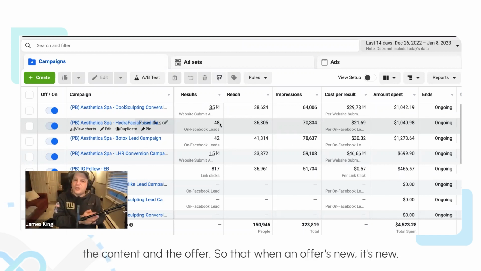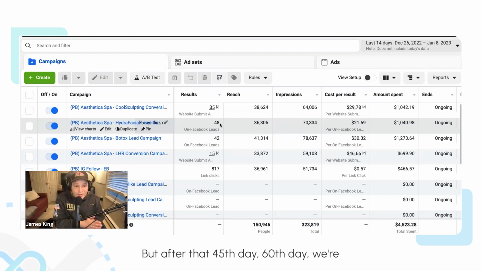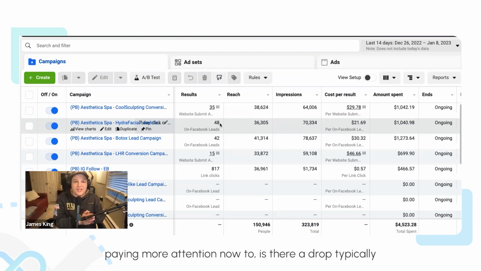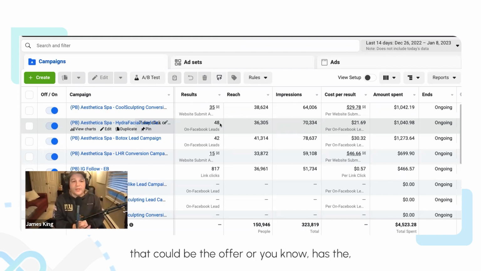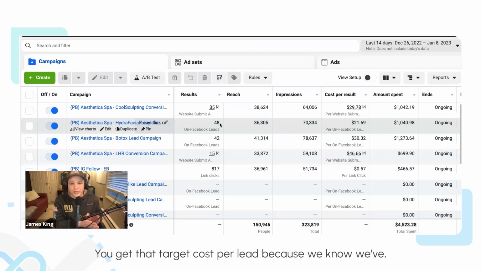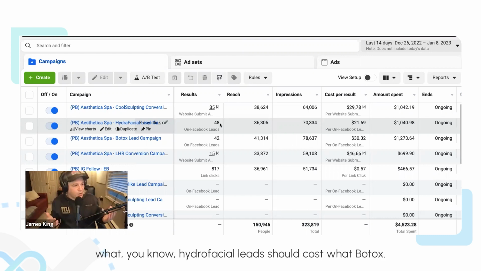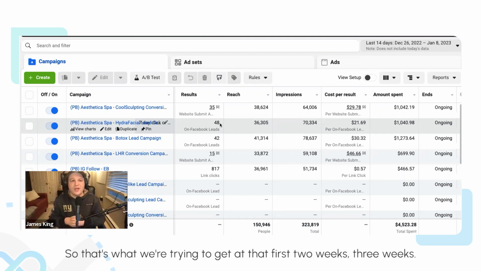When an offer is new, it's new. So you have a good 30-day, 45-day, 60-day window to keep that offer. But after the 45th or 60th day, we're paying more attention to whether there's a drop. Typically that could be the offer, or the creative has gone stale. So up front, it's all about the targeting, getting that target cost per lead. Because we know this industry, we know what CoolSculpting leads should cost, what a HydraFacial lead should cost, what Botox should cost. That's what we're trying to get at in the first 2 to 3 weeks.